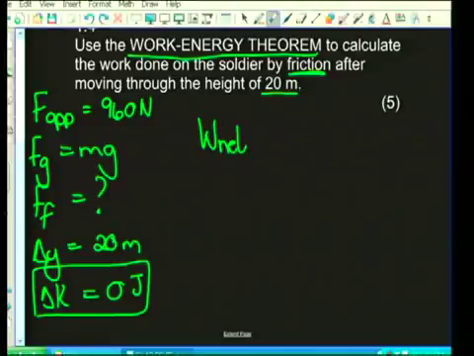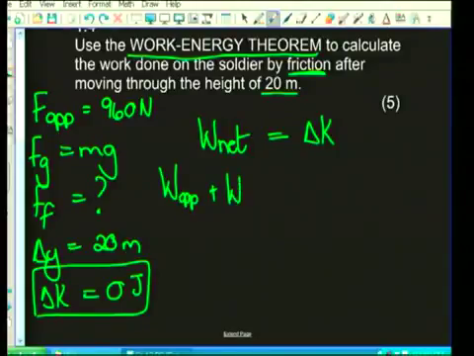My net work done is equal to my change in kinetic energy. The net work done on the soldier is going to be the work done by the applied force plus the work done by gravity plus the work done by friction. All three of those do work, and we want the net work, the result of all of them, okay?